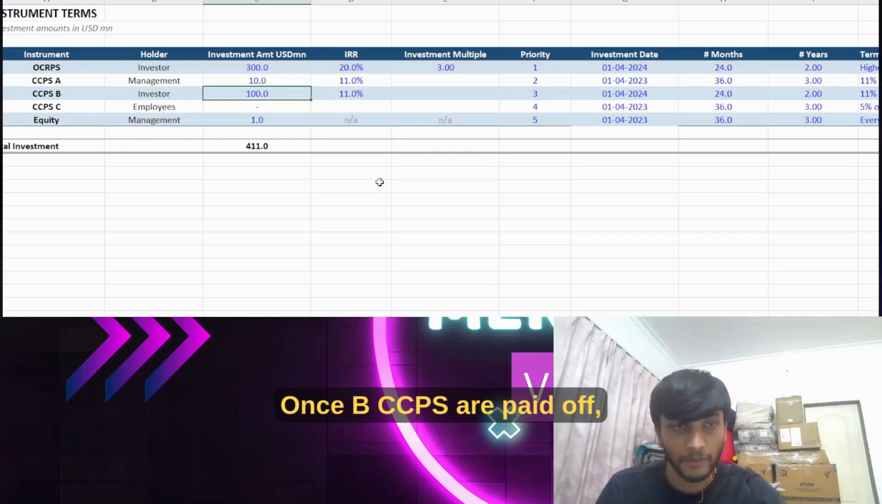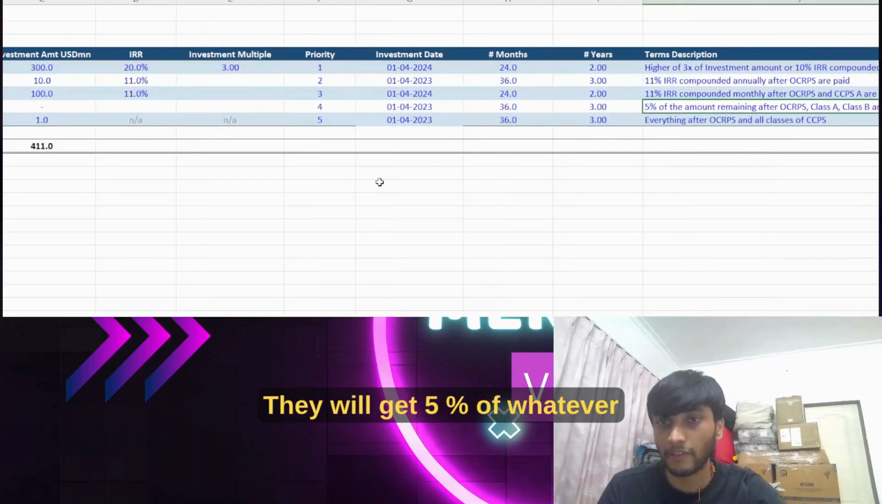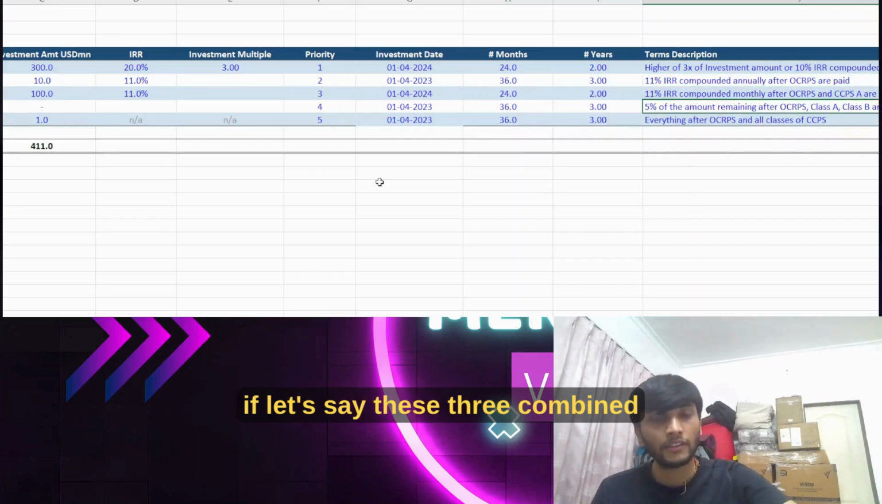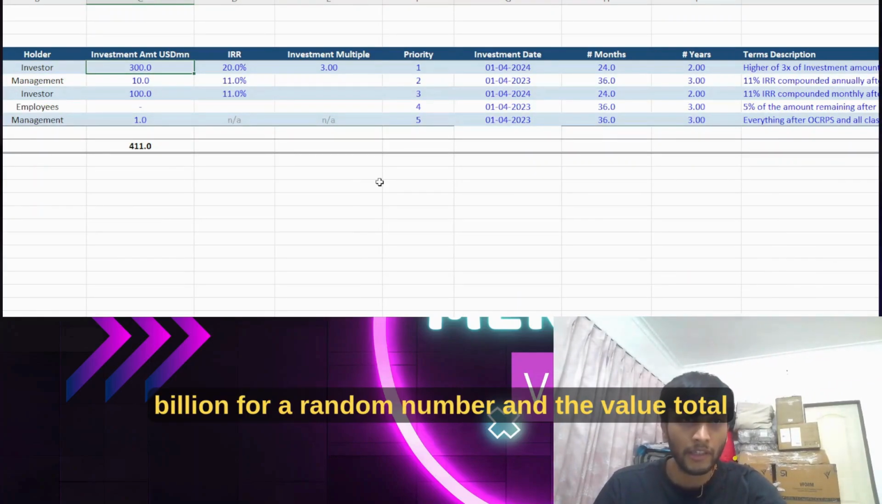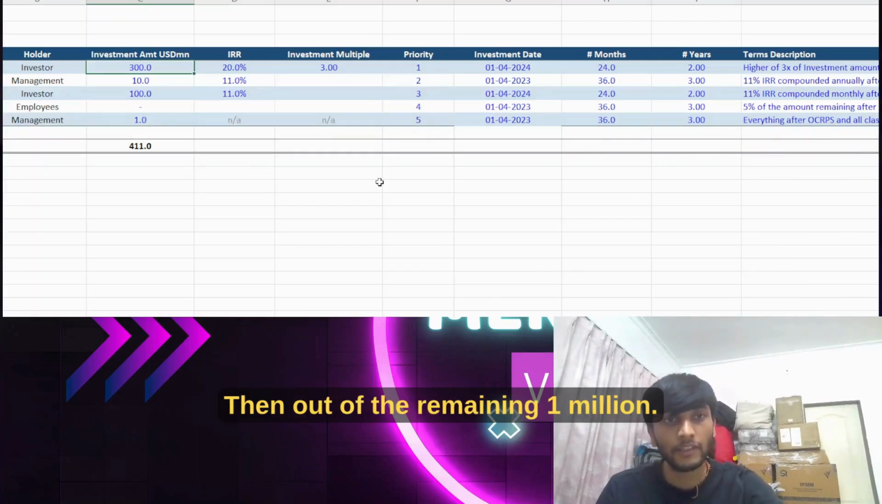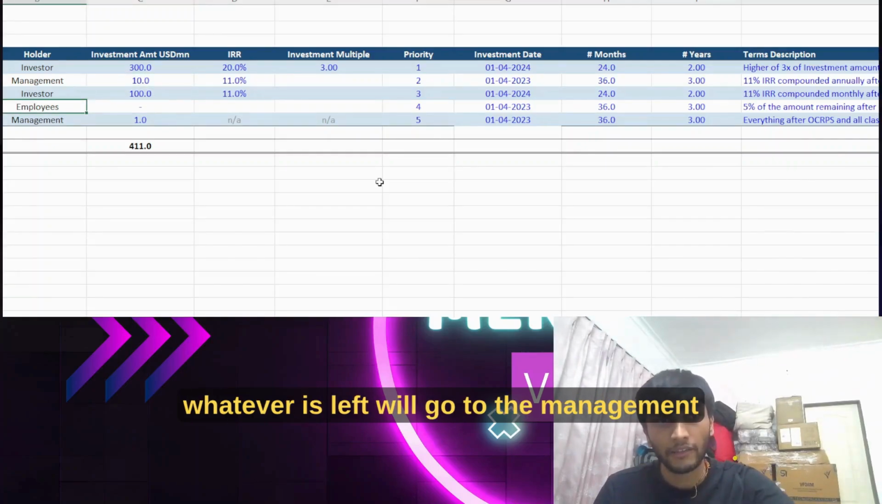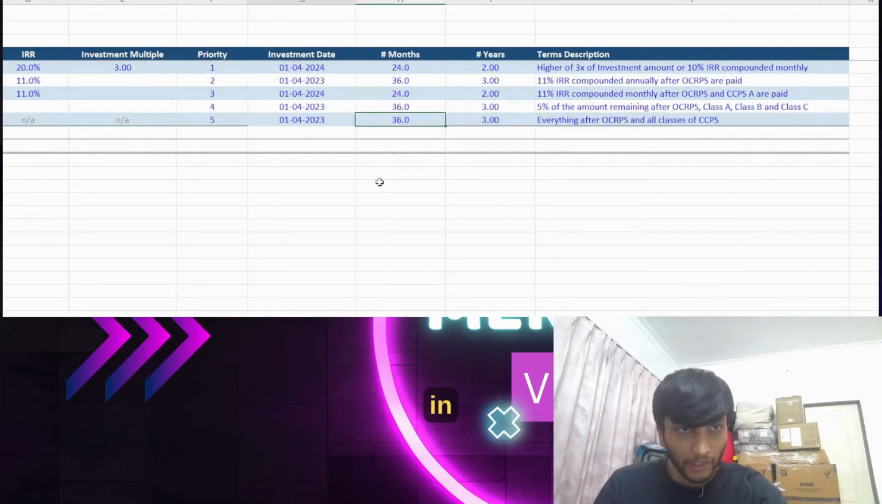Once these CCPS are paid off, then comes the turn of class C CCPS, and their terms are simple. They will get 5% of whatever is left after all these three are paid. So if, let's say, these three combined get 1.1 billion, for a random number, and the total value is 2.1 billion, then out of the remaining 1 billion they will get 5%, which is 50 million, and whatever is left will go to the management in equity shares.